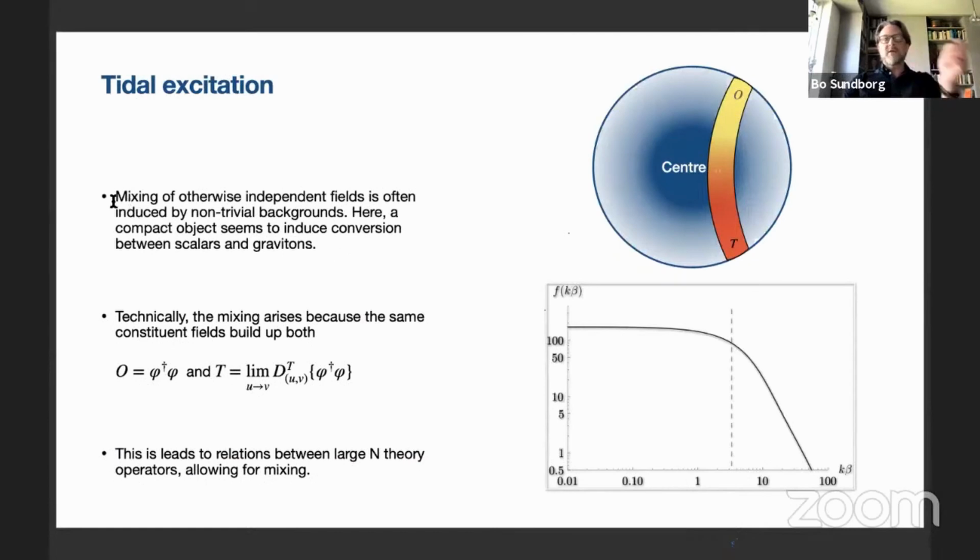I mean, just let me mention this, that this is a sort of standard thing that you can mix otherwise independent fields. That mixing can be induced by non-trivial backgrounds. For instance, if there are axions in the real universe, you can detect conversion of photons into axions in strong electromagnetic fields.